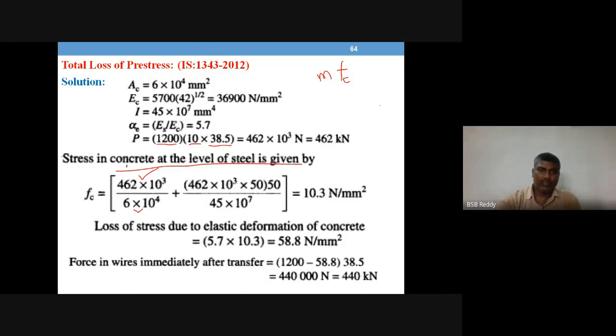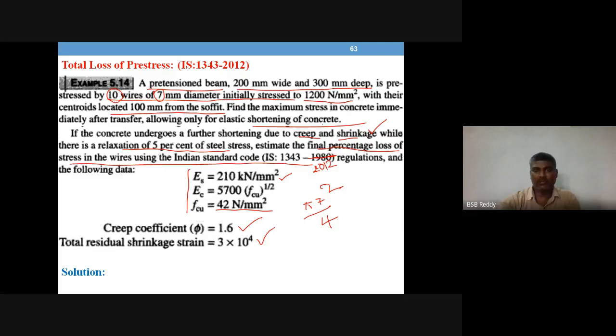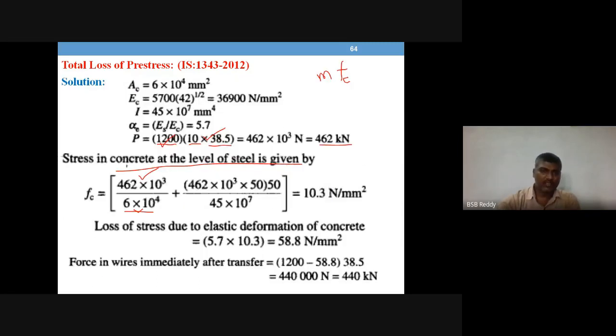Right. So that is stress into cross sectional area, 462 kilonewtons. Okay, right. P divided by cross sectional area of concrete, member size is 200 by 300. So you take the cross section area of the concrete. So this is A, this is P value, pre-stressing force.